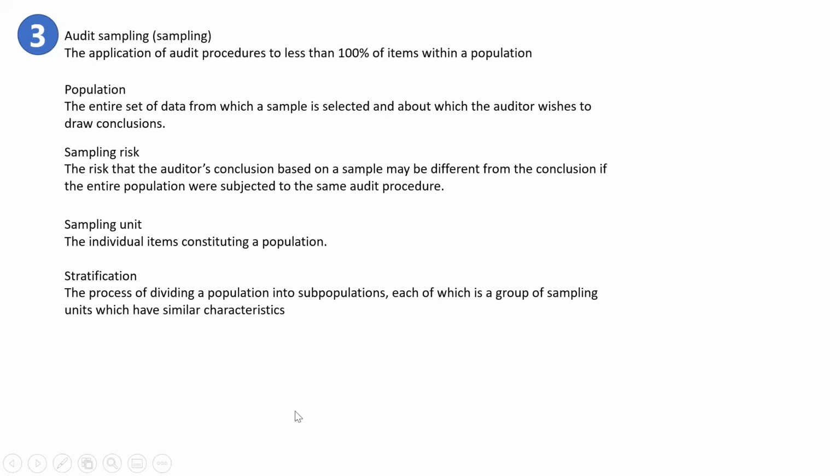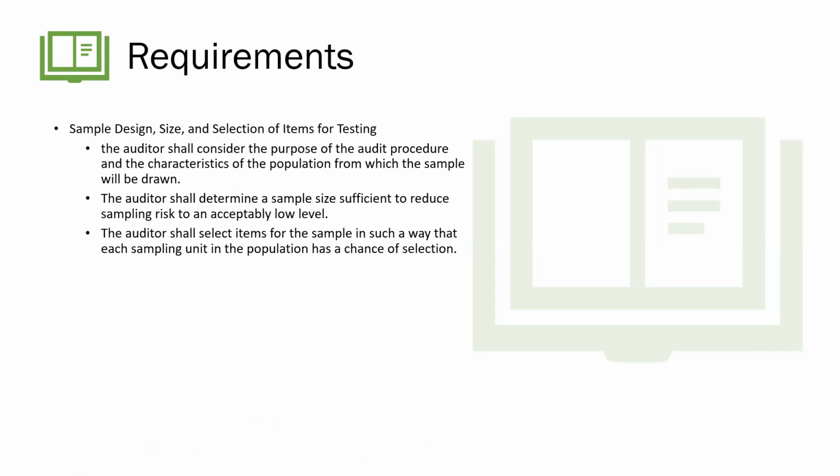Now that we've looked at the definitions of the words that will be used in understanding the standard, let's go into the requirements of this particular standard. So the standard has specific requirements that we need to follow when selecting an audit sample. Firstly, the requirement is to ensure that the size, the design, and the selection of the items for testing is done in line with ISA 530.